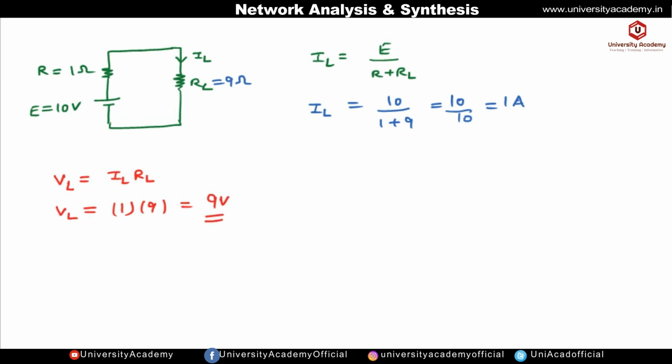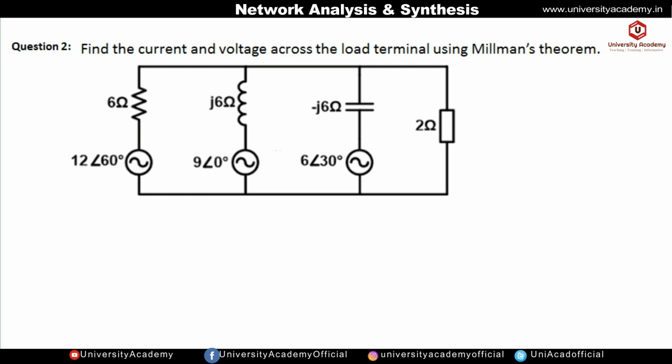Okay, so let us see one more question, and this is an AC circuit question using Millman's theorem. The question is: find the current and the voltage across the load terminal using Millman's theorem. Here also there are three branches, each consisting of a voltage source connected in series with an impedance. So in AC there is impedance, and if it is a DC circuit then there will be only resistance.